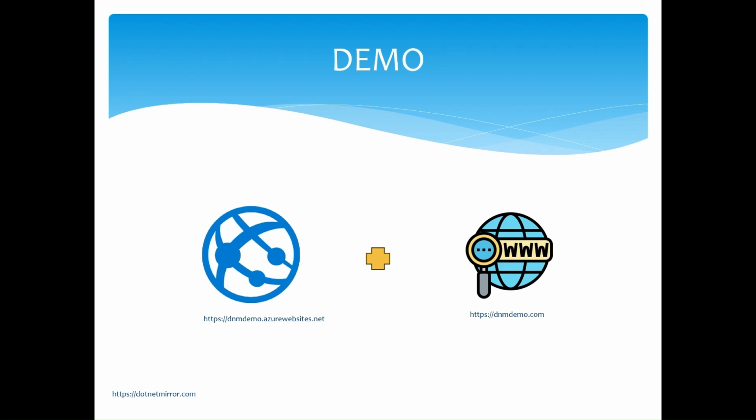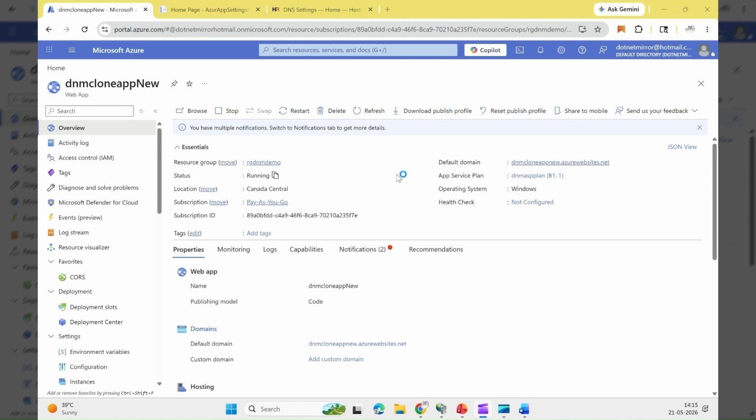As you can see on my screen, I have our app service running out of dnmdemo.azurewebsites.net. It's active, but we want users to hit dnmdemo.com. Here I'm in the Azure portal. I have a sample application over here, and the custom domain only works above the free plan. So I have moved my app service plan to B1.